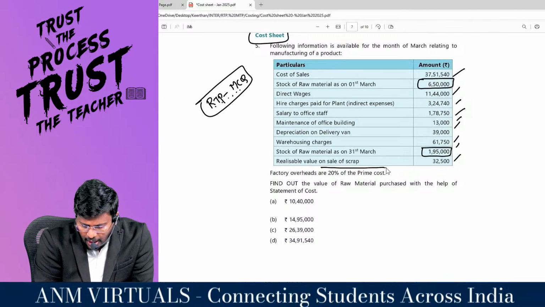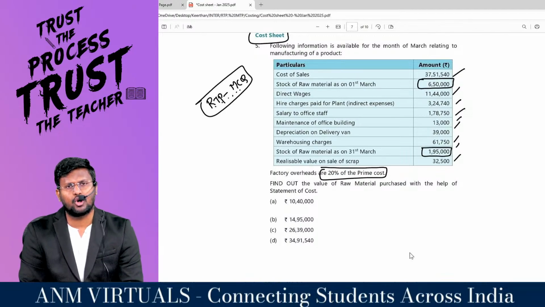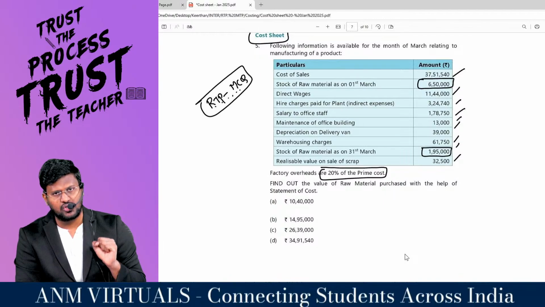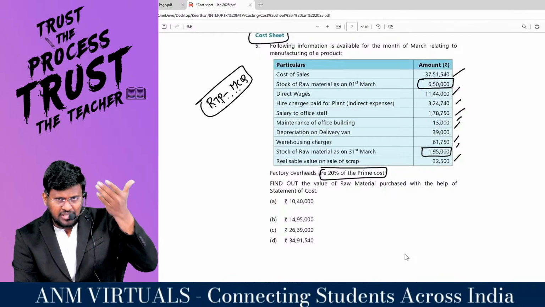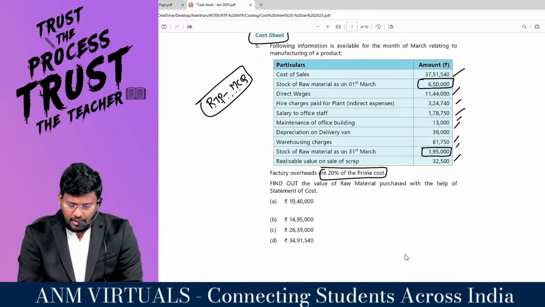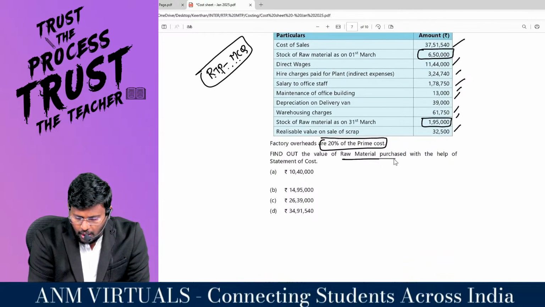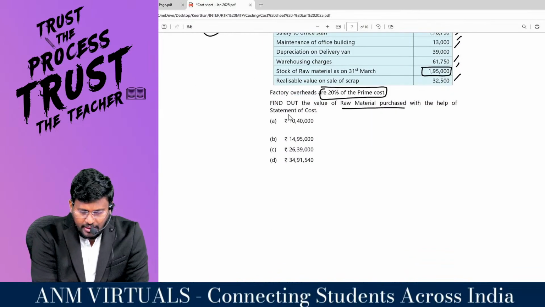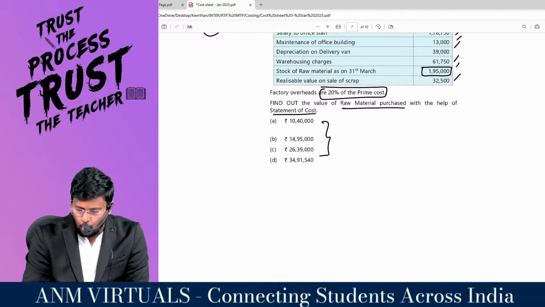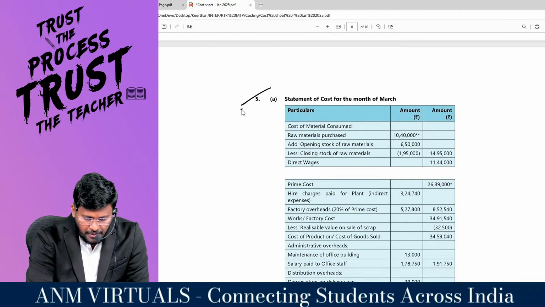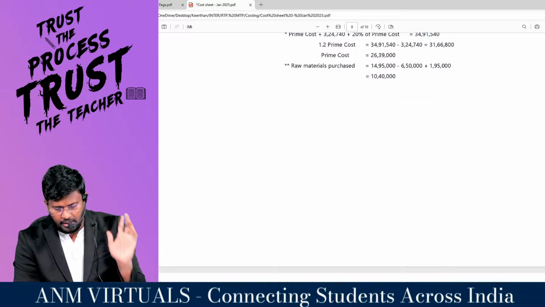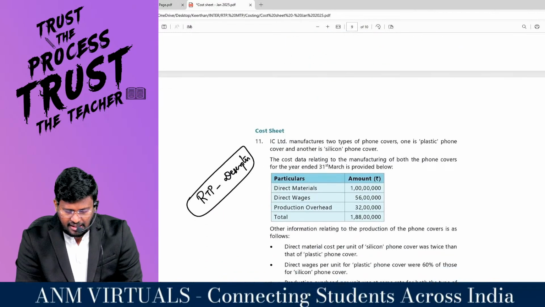Factory overhead is 20% of the prime cost. 20% of the prime cost. So you will get the prime cost first, and that into 20% gives the factory overhead. You have to find out the raw material purchase with the help of the statement of cost. You tell me what the answer is. The answer has been attached after you try the question, then you will start getting superb.